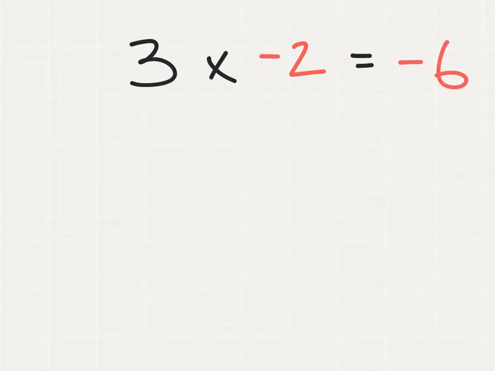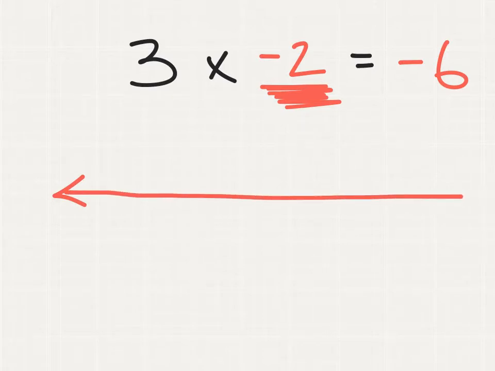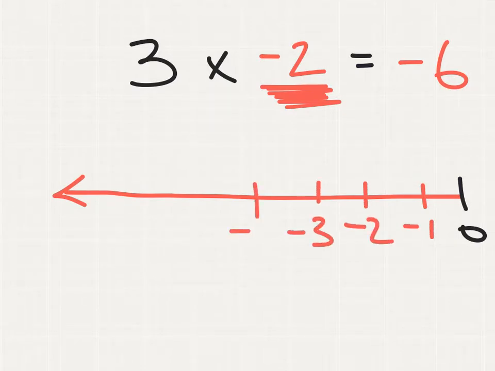To model 3 times negative 2 equals negative 6 on a number line, first, since the value of each step will be negative 2, I'm going to draw my number line going left of 0: negative 1, negative 2, showing integers to the left of 0.